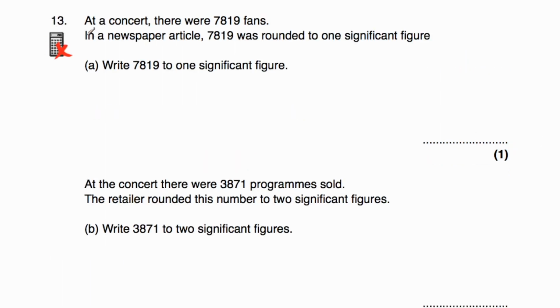So question number 13 says, at a concert there were 7,819 fans. And in a newspaper article about the concert, 7,819 was rounded to one significant figure. Write 7,819 to one significant figure. So our choices will either be 7,000 or 8,000, and this number is clearly closer to 8,000, so our answer will be 8,000. Again, we could have written 7,819, put a dash after the first significant figure. The second significant figure is an 8, and then we would round up to be 8,000.